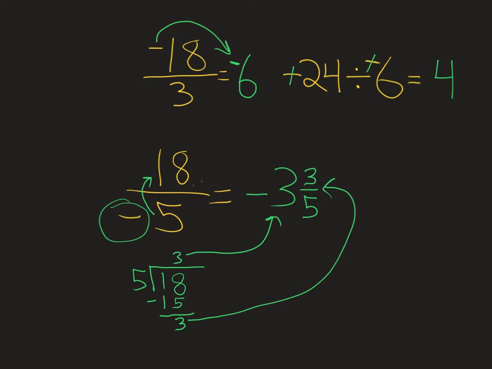We're just rewriting an improper fraction as a mixed number. That single negative stays on the problem. Okay, that's pretty much it for division. It's just like multiplication.